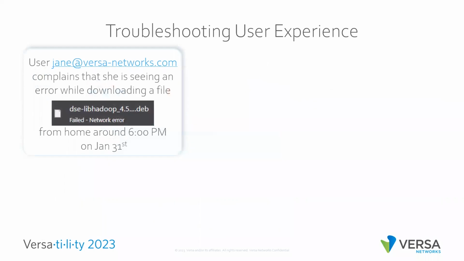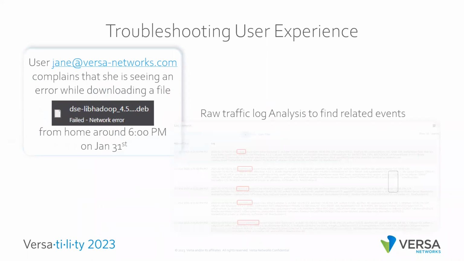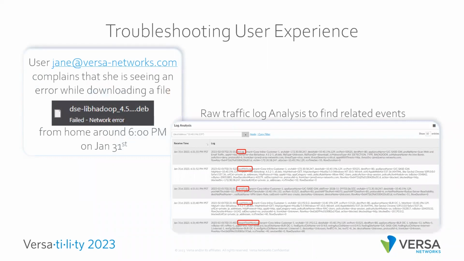Now, let's take an example of a user, Jane at versanetworks.com. She complains that she's not able to download a file and she's getting this error in her browser when she tried to do this activity from her home around 6 p.m. on Jan 31st. When she tells this to her administrator, the administrator will go to the analytics platform and look for the user's destination IP, source IP, or application and look at all the raw logs.